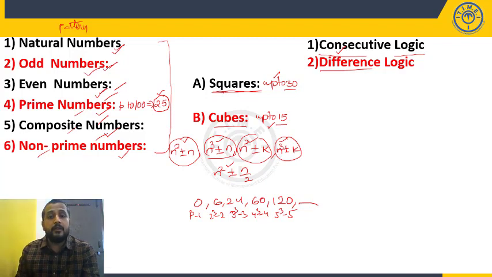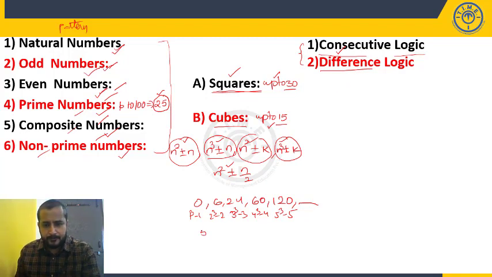A difference can be of squares. Difference can be square, again the squares of natural, odd, even, prime, composite, non-prime. Difference can be of cubes. Cubes of natural, odd, even, prime, composite, non-prime. Look at this. Just by looking at these two logics, we are able to form any number of questions. Now let me take an example for difference logic.